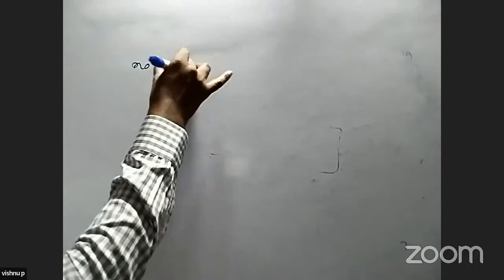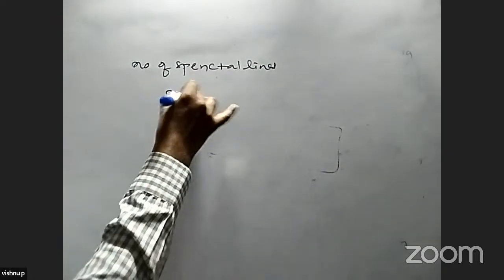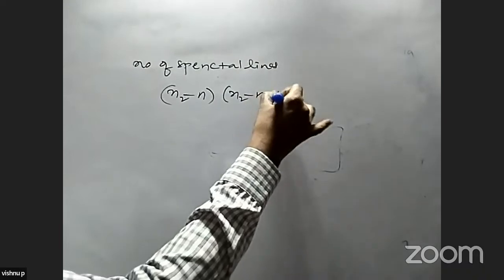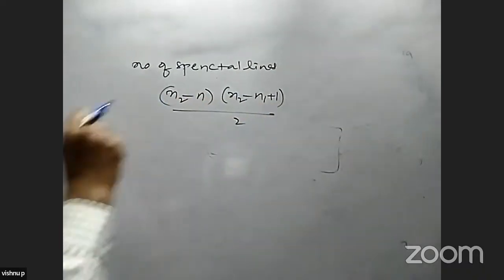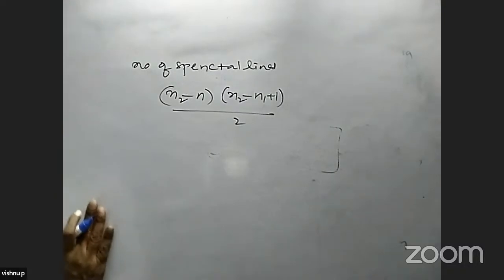And how to find out the number of spectral lines also, we use a formula for the number of spectral lines: n2 minus n1 into n2 minus n1 plus 1, divided by 2. n2 is the higher level, n1 is the lower level. By using this, we can find out the number of spectral lines in Bohr's theory of the hydrogen spectrum.